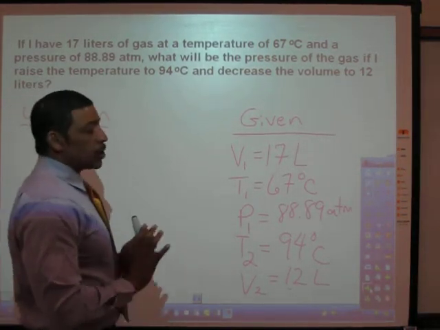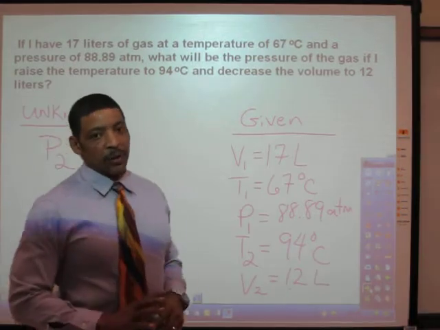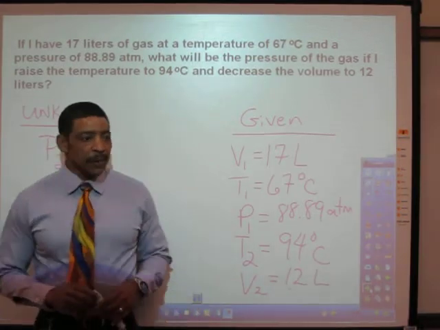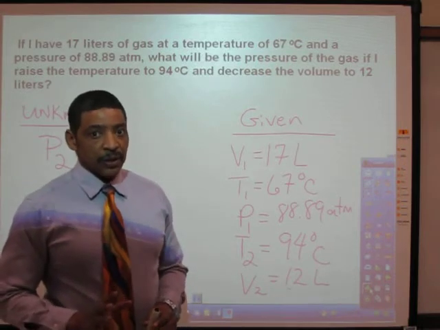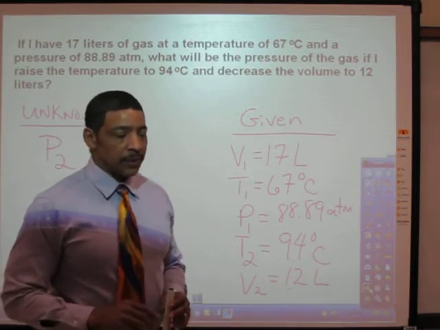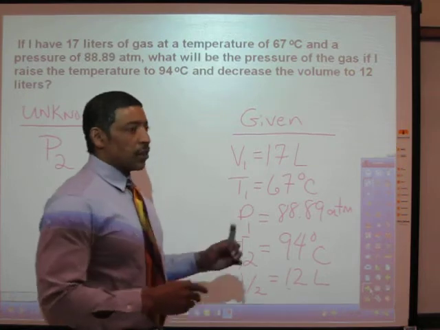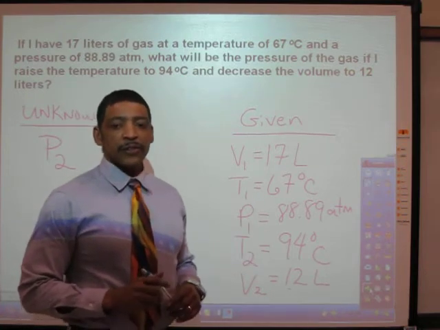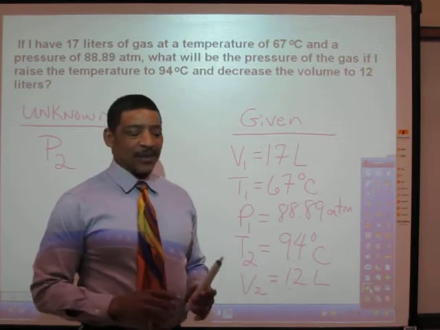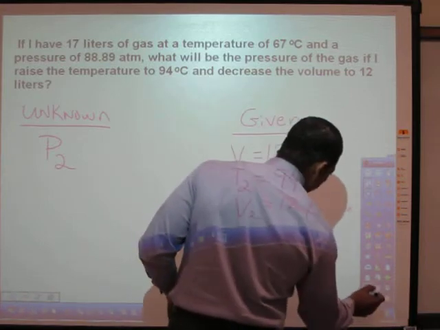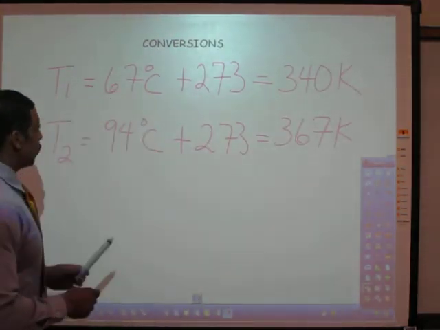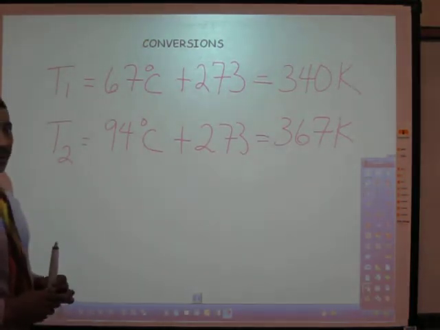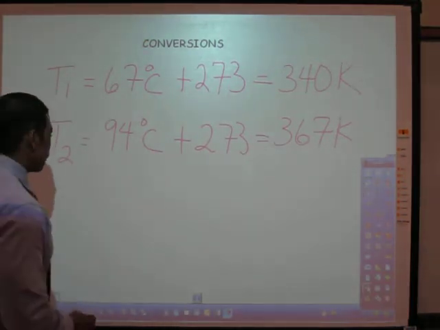Now, what you have to remember about gas law problems in general, you cannot solve a gas law problem by using the Celsius scale. So therefore, our temperatures must be converted to another scale known as the Kelvin scale. Converting to Kelvin is very simple. You simply add 273 to each Celsius temperature.